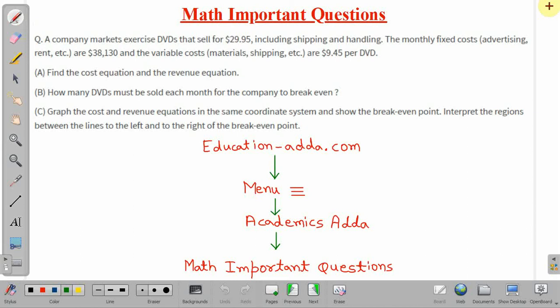Hello friends, in this lecture we will discuss one important problem of mathematics which is from the topic cost, revenue and break-even point.